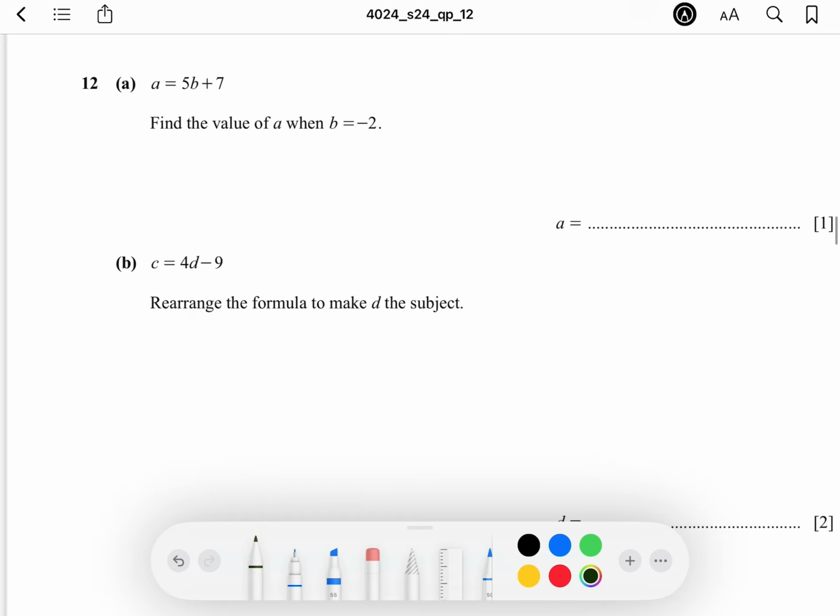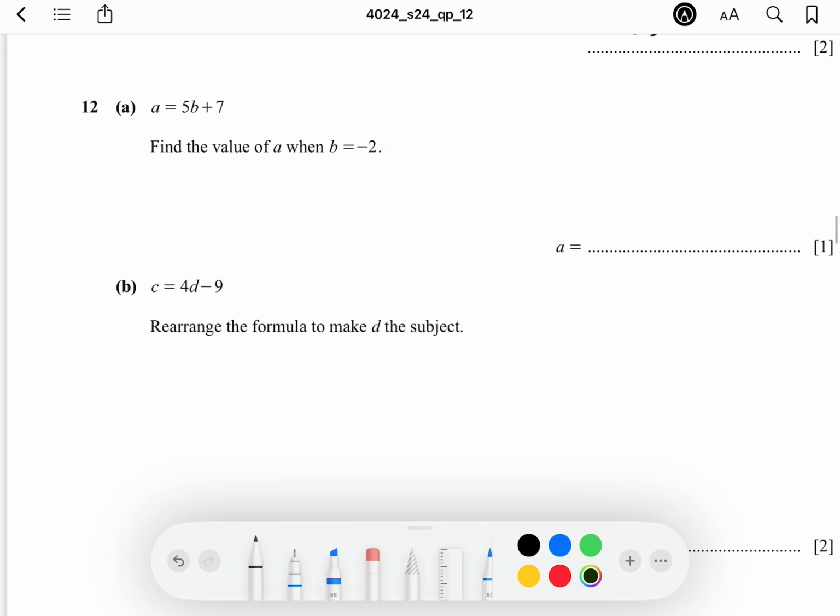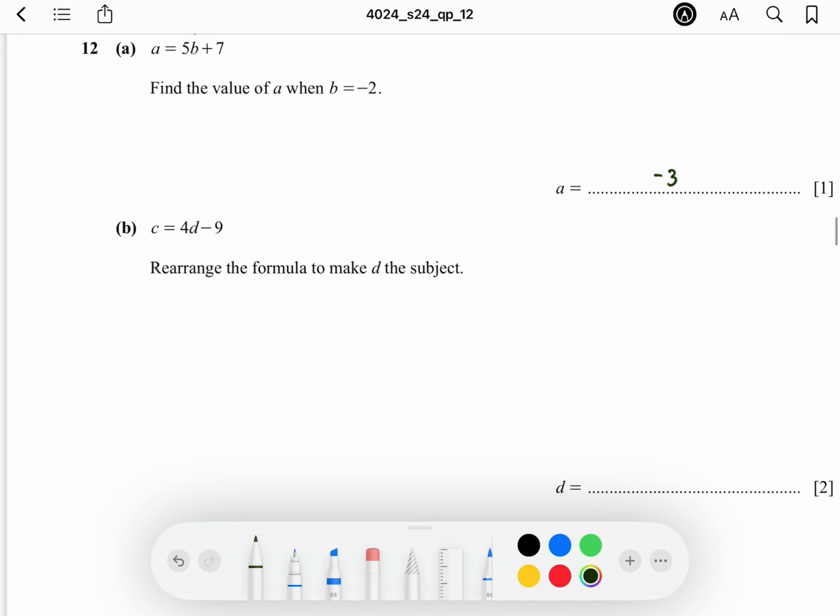Next question. Question number 12 here. Again, this one, all you have to do is just replace b with minus 2. So, that means 5 times minus 2 plus 7. Again, the most common mistake here is ignoring the negative sign. So, remember to make sure, and you get negative 10 plus 7, which is negative 3. Again, no checking with the calculator. Get used to it.